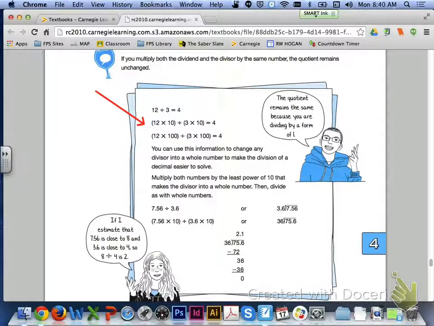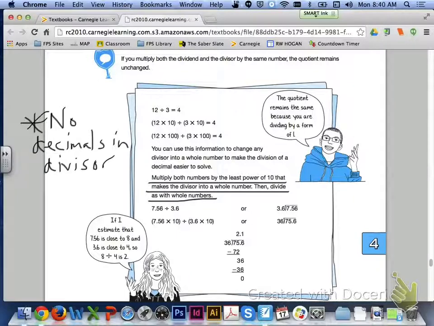So you can see in the example we have 12 divided by 3 equals 4. If we multiply both the divisor and the dividend by 10, 12 times 10 divided by 3 times 10, 120 divided by 30, you are still going to get 4 for your answer. Same thing in that third example, 12 times 100 divided by 3 times 100, you are still going to get 4 for your quotient. The quotient is going to remain the same because you are dividing by a form of 1, like our helper talks about in the word bubble.